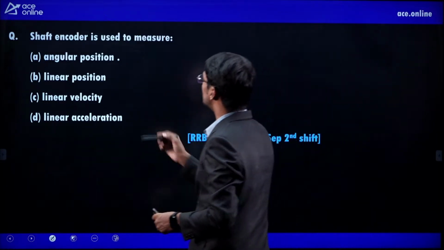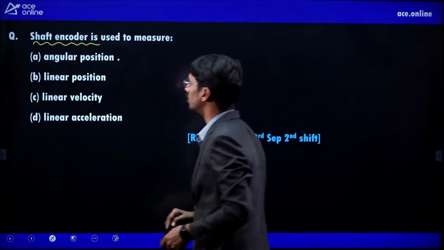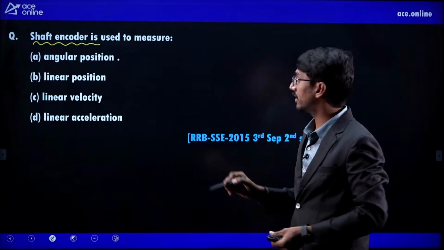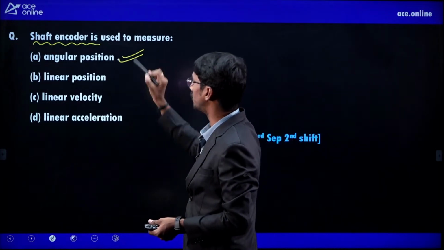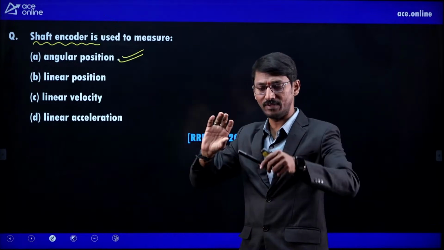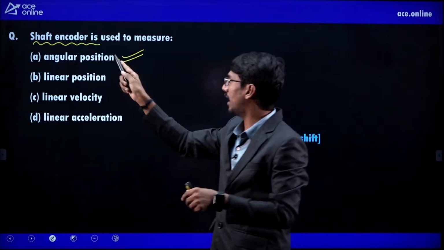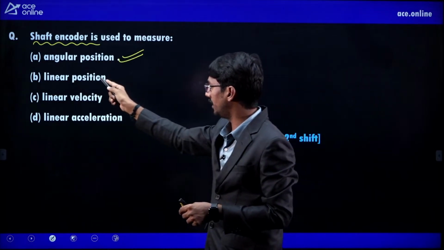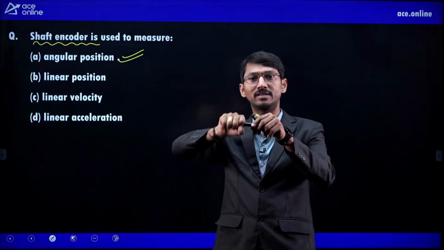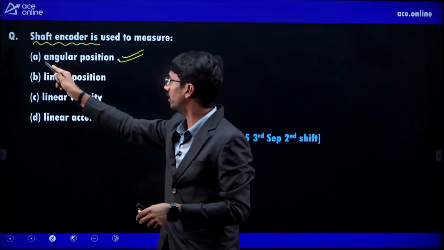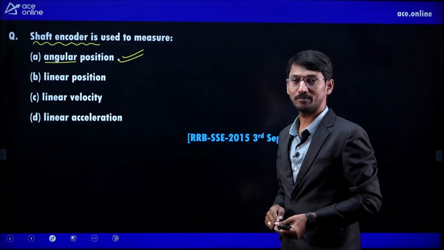Shaft encoder is used to measure what? This is directly angular position. A shaft is a rotating structure. You can remember that it is for angular position, not linear position, not linear velocity, not linear acceleration. Why, sir? Shaft means angular motion. Therefore only one option is there, angular. Therefore we can go for angular position. Right?